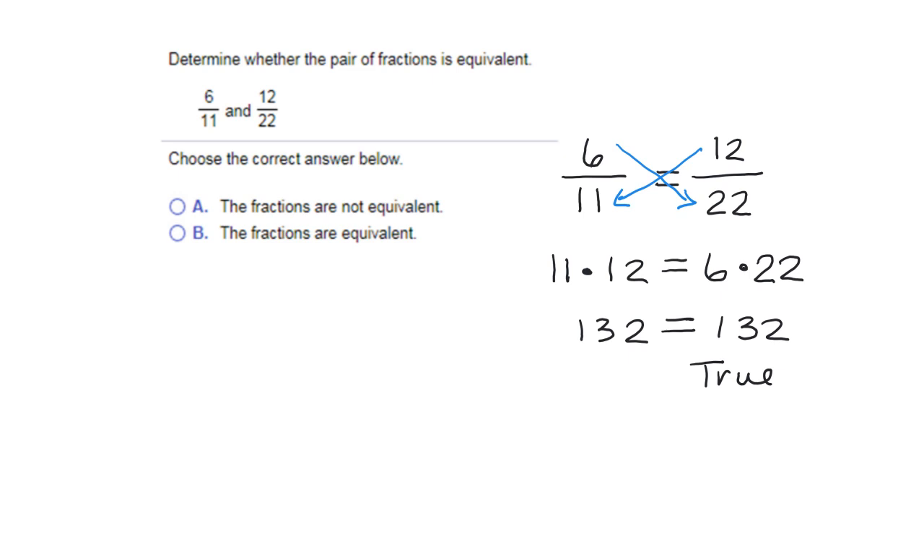Now be careful because they switched the order of the answer here, and it says the fractions are equivalent is now answer B. Again, we used the cross product to prove that these fractions are equivalent. If the answers are not the same, then it is considered not equivalent.